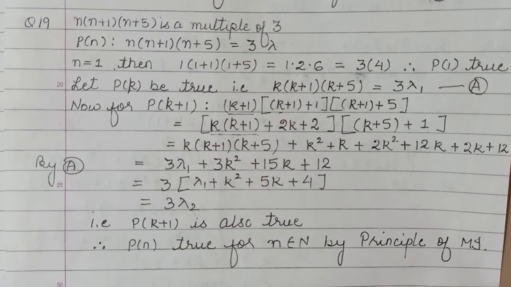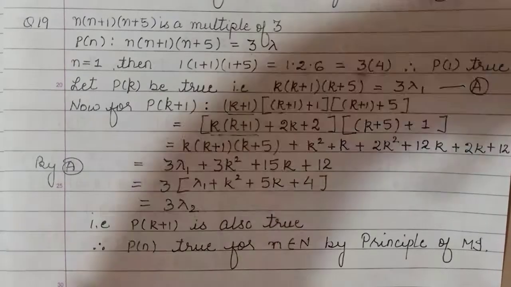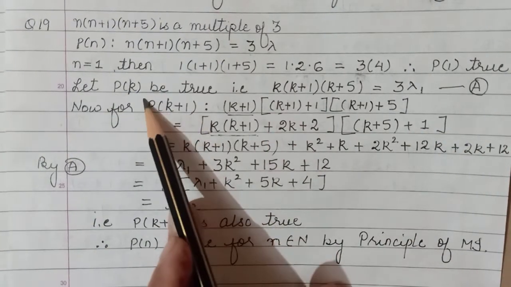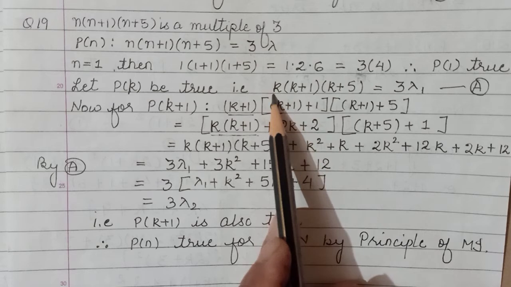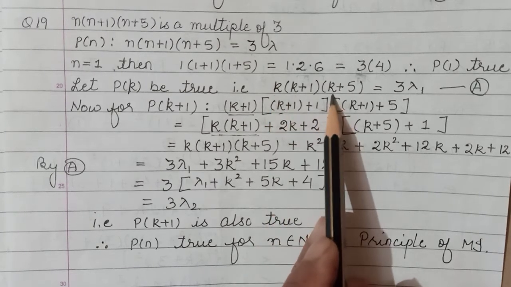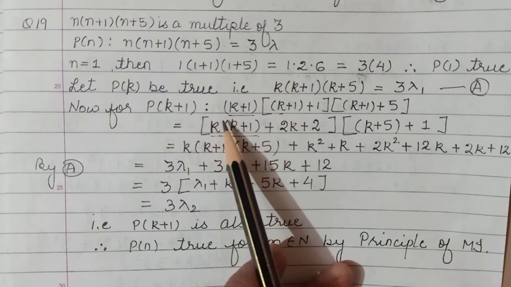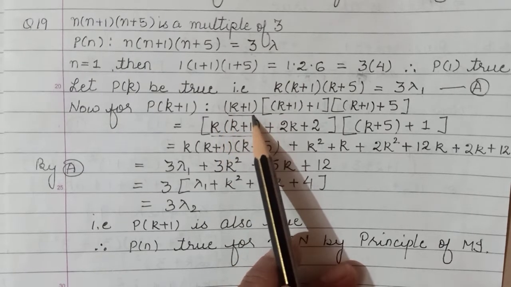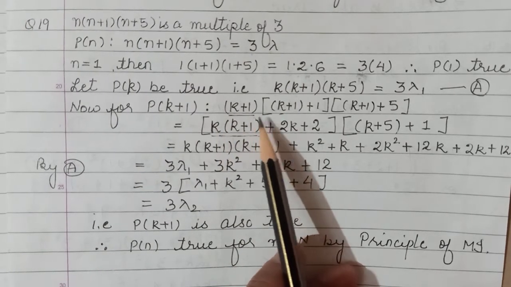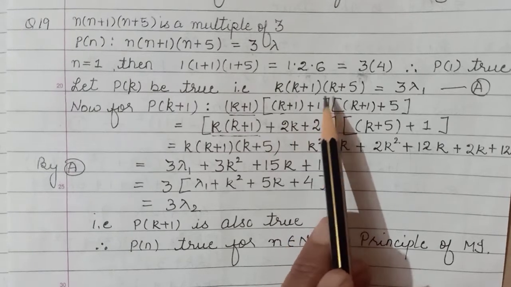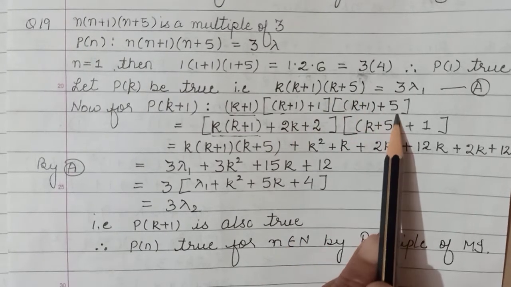So P1 is true. Now assuming the result is true for any natural number, say k, in place of n we now have k into k plus 1 into k plus 5, which is again 3 into something. To prove it for the next following natural number, that is k plus 1, n is replaced by k plus 1, so here will go k plus 1 plus 1, and here will come k plus 1 plus 5.